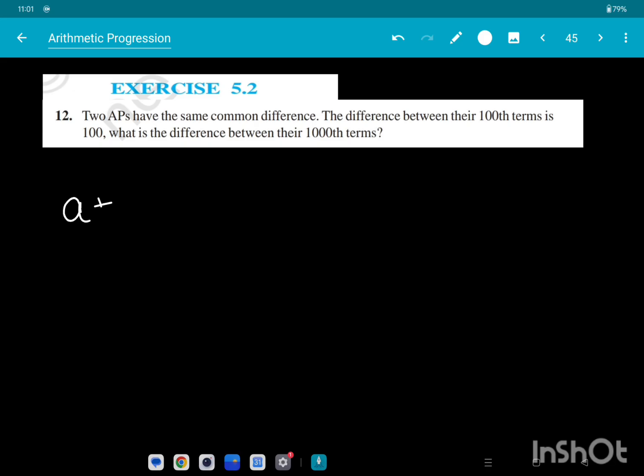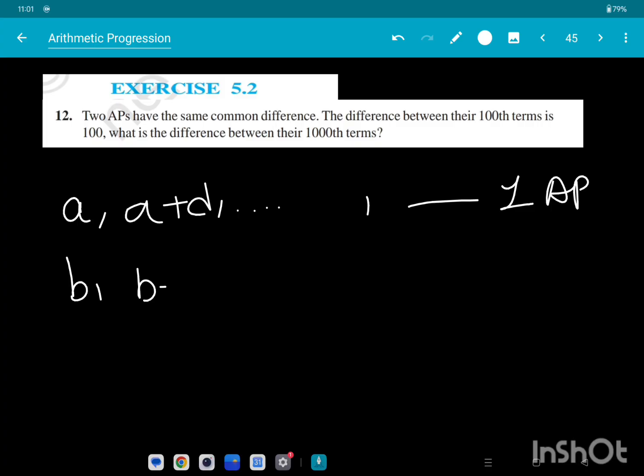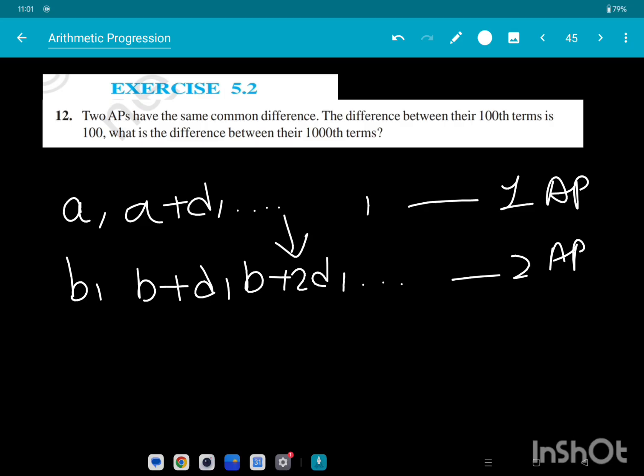Let's say a, a plus d, and so on. This is one AP, and the second AP is, let's say, b, b plus d, b plus 2d, and so on. This is the second AP. Here the difference between their 100th terms is 100. Then we need to find the difference between their 1000th terms.